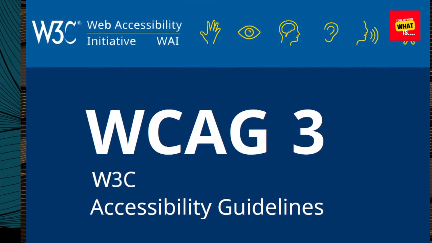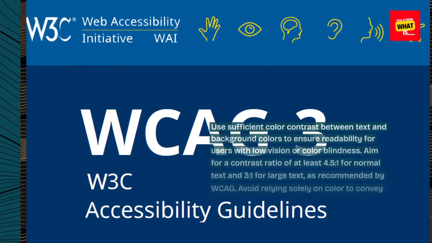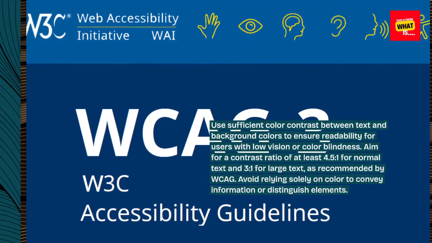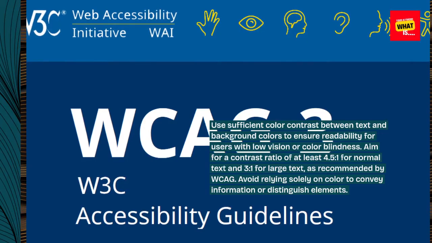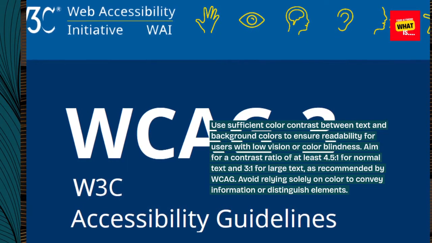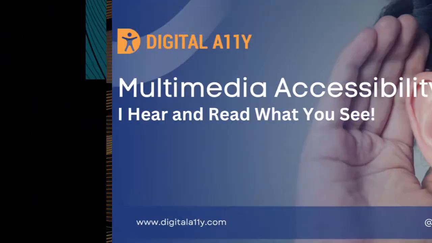Design for color contrast. Use sufficient color contrast between text and background colors to ensure readability for users with low vision or color blindness. Aim for a contrast ratio of at least 4.5:1 for normal text and 3:1 for large text, as recommended by WCAG. Avoid relying solely on color to convey information or distinguish elements.